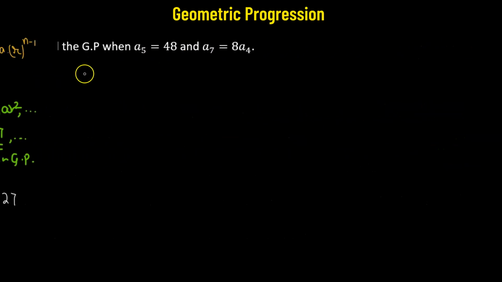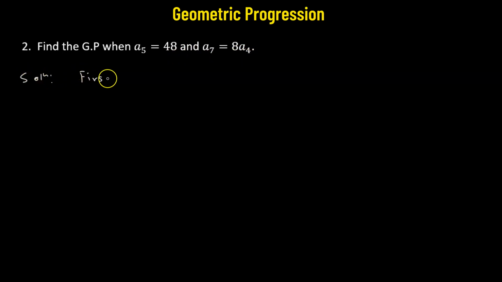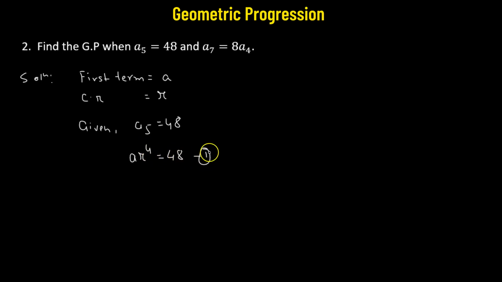So here also we need to obtain the geometric progression. It's given that the fifth term is 48 and the seventh term is 8 times the fourth term. So let's begin. As usual, we will specify our first term as well as the common ratio. So I'll specify the first term by the letter a in lowercase and the common ratio as r in lowercase as well. So here it's given that the fifth term has a value of 48. So fifth term means ar raised to the power of 4 equals 48. So this is equation number 1.